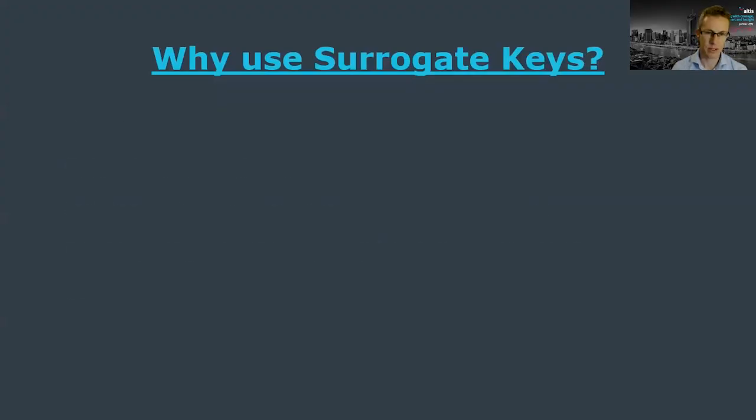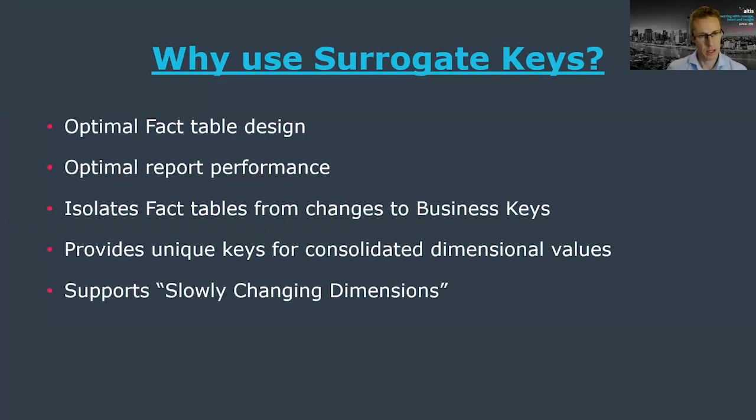So why do we use them? There's a number of reasons, in no particular order. It gives us optimal fact table design. What we mean by that is typically our surrogate keys are integers, or maybe big integers if necessary, but that has a small footprint from a bytes perspective as to how much disk space our fact tables take up. It also gives us optimal report performance, and given that they're numeric in value, they're good candidates for indexes, and indexes prefer that particular data type.